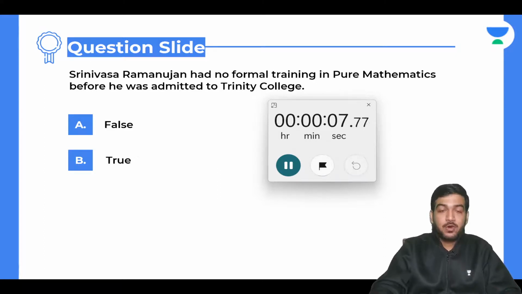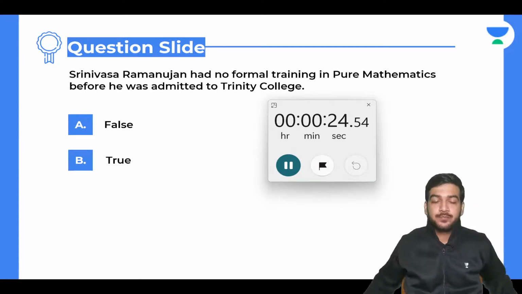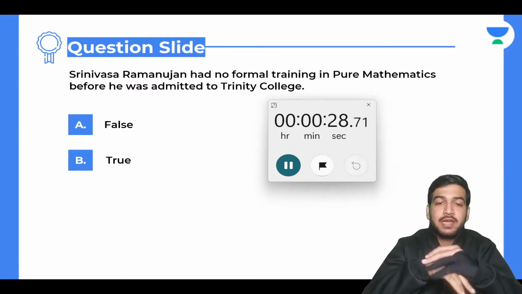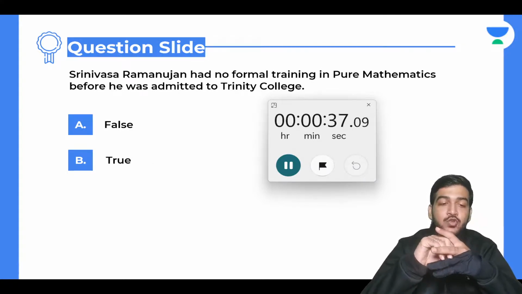Regarding him, because he passed away at such an early age and is seen as one of the marvels of human mathematics and pure number theory, did he have any formal training before he joined Trinity College for his thesis work, or the lost notebook as we call it, the numbers that made him famous as a mathematician? Did he have any formal training or not? So is this statement true or false?